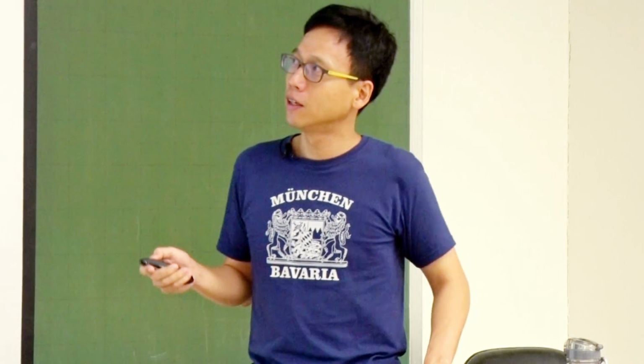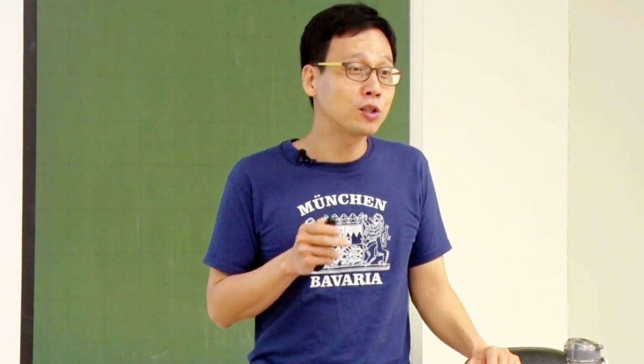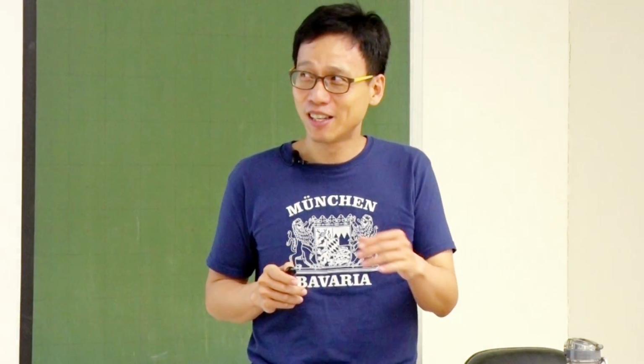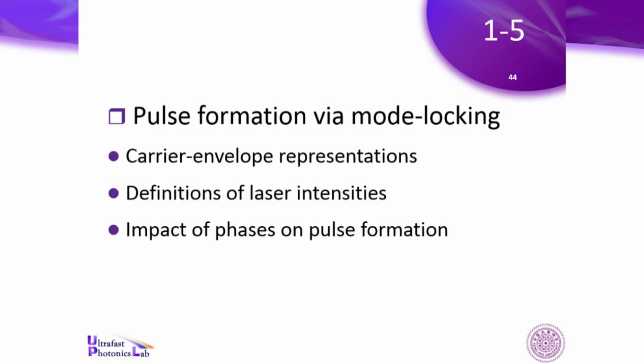So we can move on to the last subsection, pulse formation via mode locking. Okay, so finally we can talk a little bit about the generation of short pulses. So far we only talked about CW lasers, nothing about short pulses. Now we can have some idea, starting with carrier envelope representations, and then the definitions of laser intensities, and eventually the impact of phases on pulse formation.